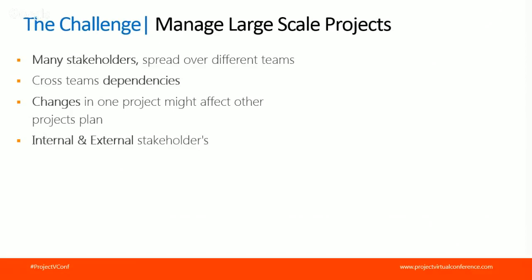Large scale meaning that you have many stakeholders spread over different teams, sometimes even in different locations. You have cross-team dependencies, meaning software, hardware integration, lots of dependencies between the teams within the project. When you manage many projects, changes in one project might affect other project plans, and you as a project manager will need to know it on time to make sure that you're on track. And of course, you have the stakeholders. Stakeholders might be from the inside or from the outside, and you need to give them answers. You need to let them know exactly where your project is and communicate it within your team and outside.